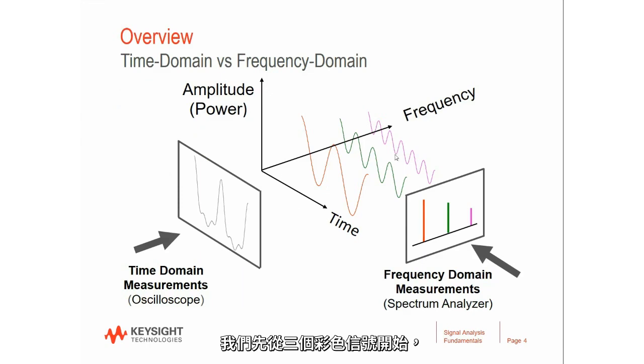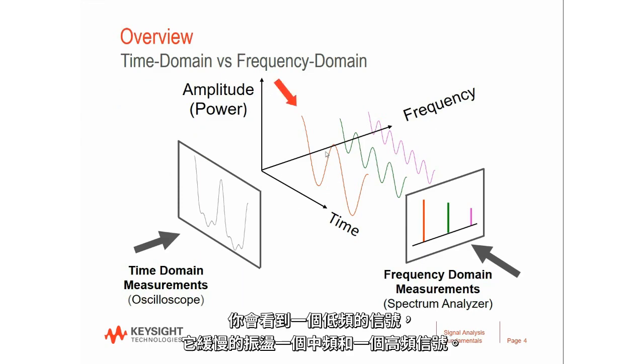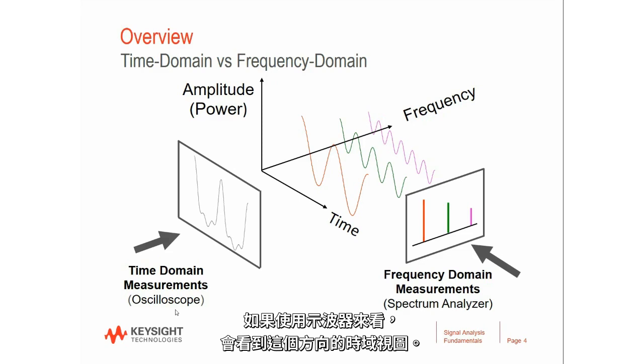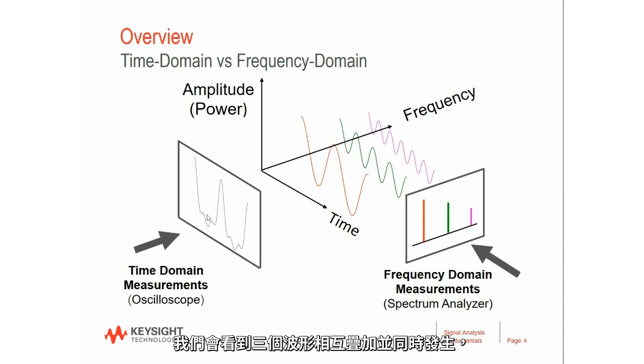We'll begin with these three colored signals. You'll see a signal at a low frequency, oscillating slowly, a medium frequency, and a high frequency. And if you were to use an oscilloscope, you'd be looking at the time domain window in this direction. We see that the three waveforms are superimposed on each other. They're all occurring at the same time, and the oscilloscope gives you their composite voltage versus time. And we see a waveform that maybe looks like this.